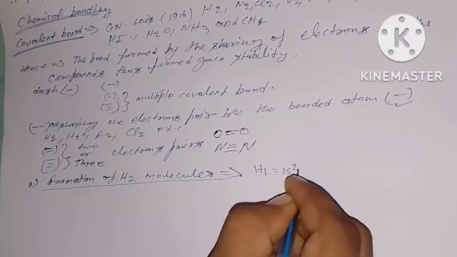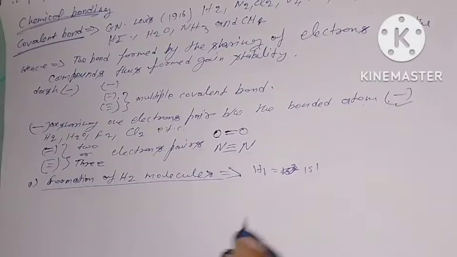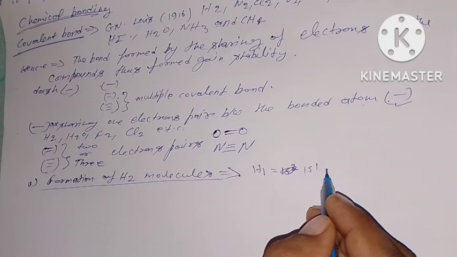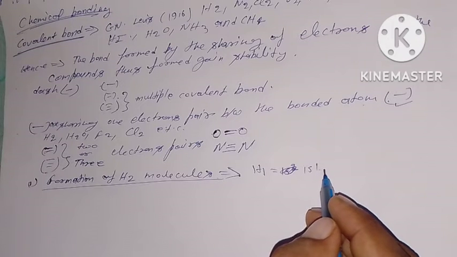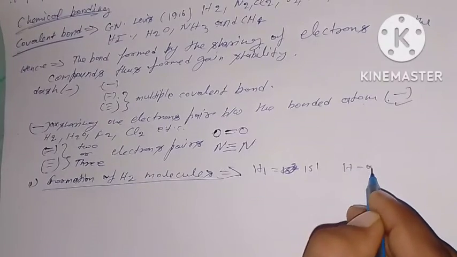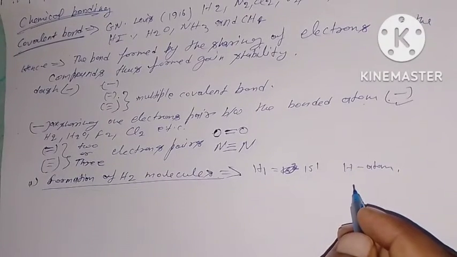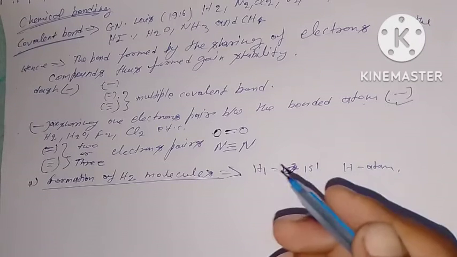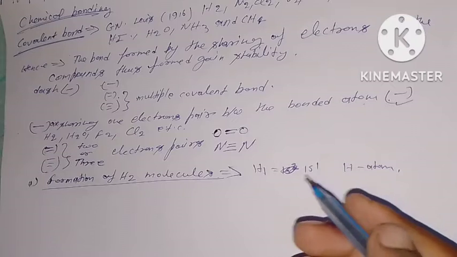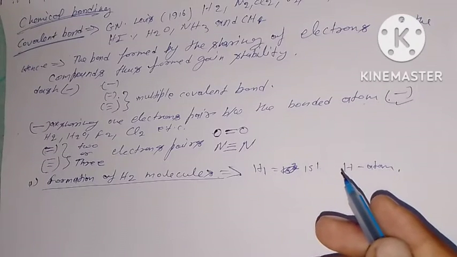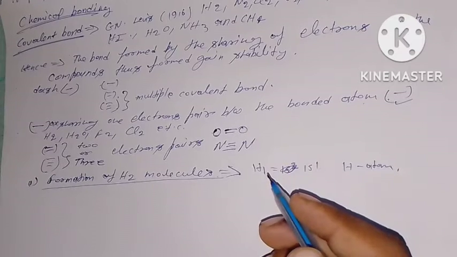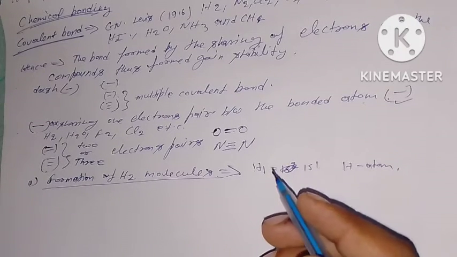H with atomic number 1 has configuration 1s1. It has one electron, one short of the stable helium gas configuration. It can gain this electron by mutual sharing of one electron with another H atom. In this way, each H atom completes its duet and gains helium gas configuration. The two H atoms bind together by a single covalent bond and achieve stable inert gas configuration.